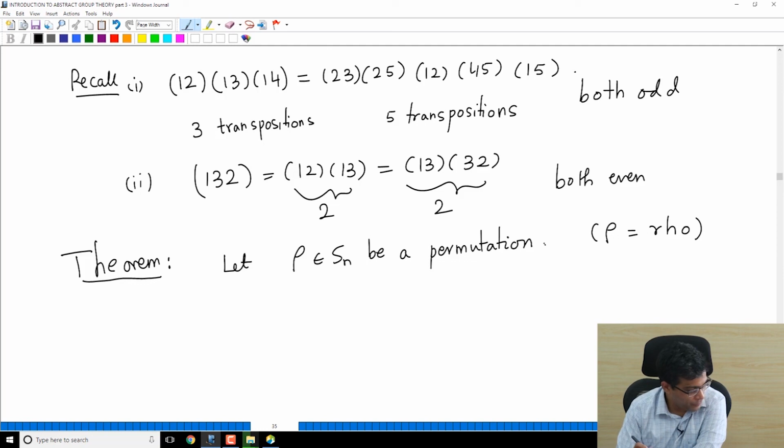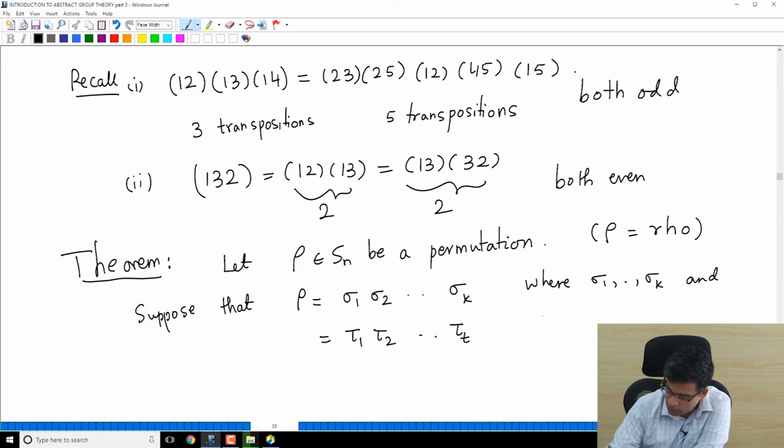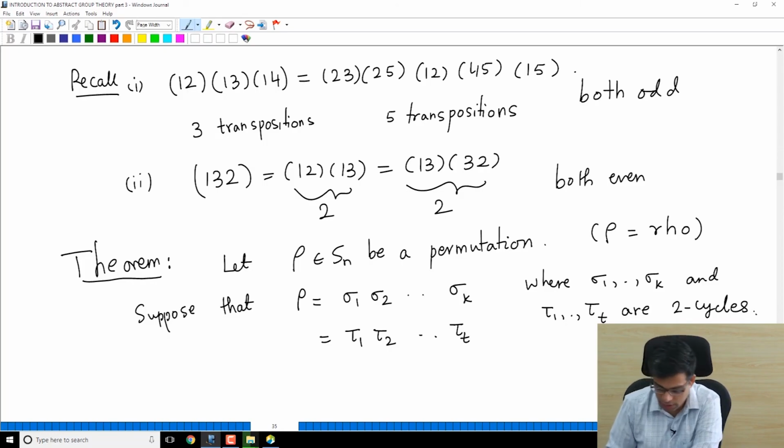Suppose it has 2 representations. So suppose that rho is, on the one hand, sigma 1 sigma 2 dot dot dot sigma k. On the other hand it is also the same as tau 1 tau 2 dot dot dot tau t, where these are all transpositions. Sigma 1 through sigma k and tau 1 through tau t are 2 cycles. Remember, transpositions are just another name for 2 cycles.